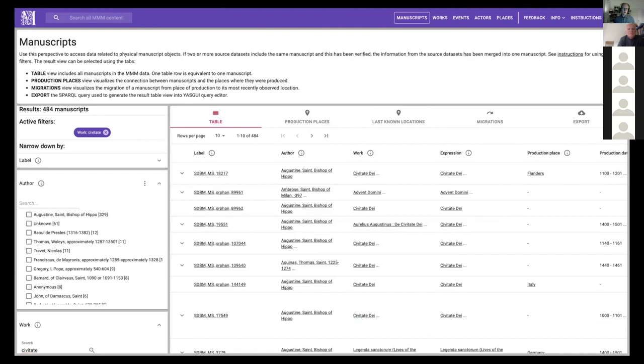And the work level, as it's not very well harmonized, there is a keyword search or text search for finding the works of interest. And here you can also see that you actually have different names of work, of which some might not actually even be the City of God, but that's not important now.